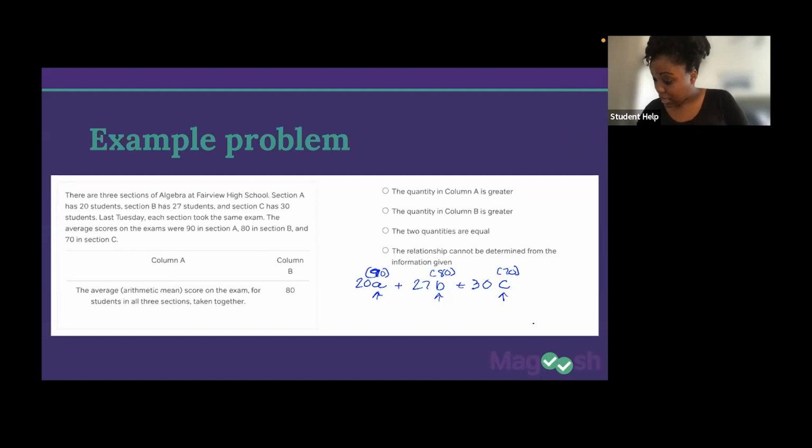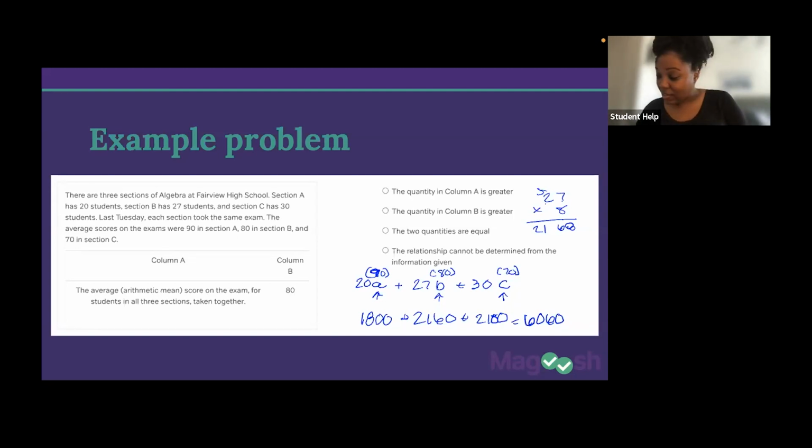So 20 times 90 is 1800. And then you can plug 27 times 80 in your calculator, but I would go back to second grade and say, okay, 8 times 7 is 56, carry the 5, 5 times 2 is 10, plus 5 is 15. Then I have to add my 0 back on. So this is 2160. And then 70 times 30 is 2100. Okay. And then you can add those all up together. You could line them up and add them together, or put it in your calculator, whatever you want to do, but it's 6060.